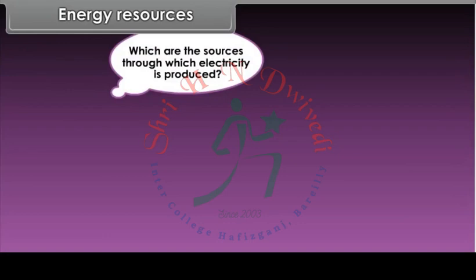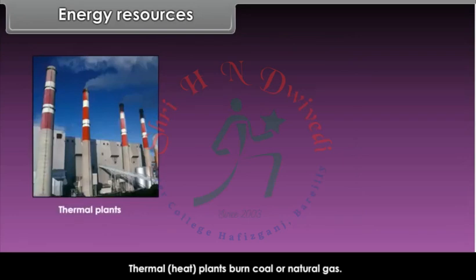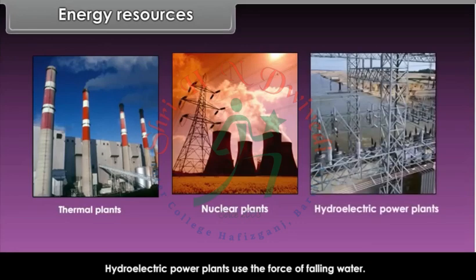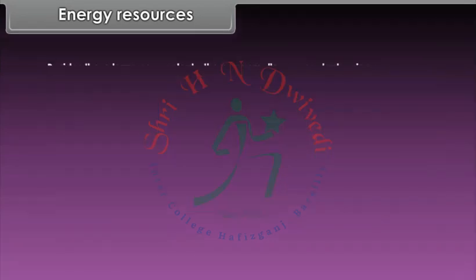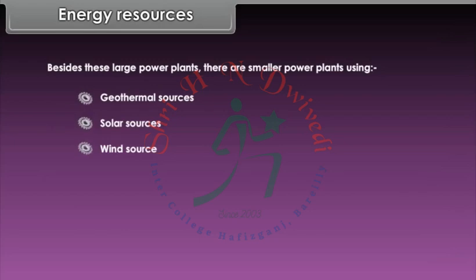Which are the sources through which electricity is produced? Electricity is produced from large power plants. Thermal or heat plants burn coal or natural gas. Nuclear plants use nuclear fuel such as uranium, thorium, etc. Hydroelectric power plants use the force of falling water. Besides these large power plants, there are smaller power plants using geothermal sources, solar sources, and wind source.